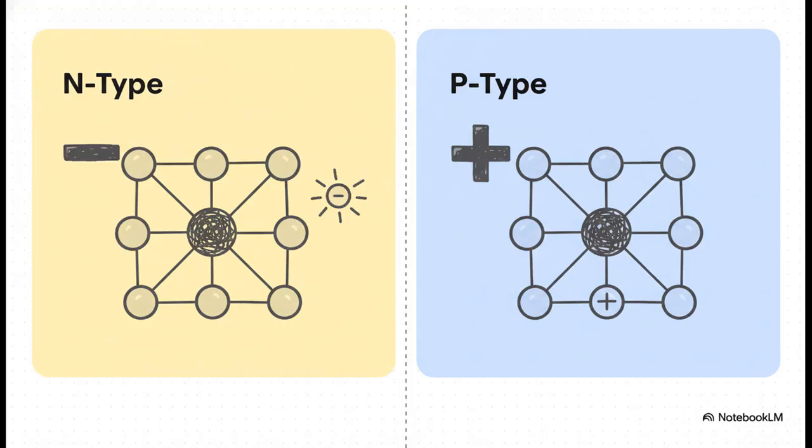So doping creates two main flavors of semiconductor. On one hand, you can add an impurity like phosphorus, which has one extra electron to donate. This gives you a surplus of free negative electrons, so we call it N-type. Makes sense, right? On the other hand, you can add something like boron, which is missing an electron. This creates a little empty spot, or a hole. This hole acts like a positive charge as it moves around, so we call this P-type.